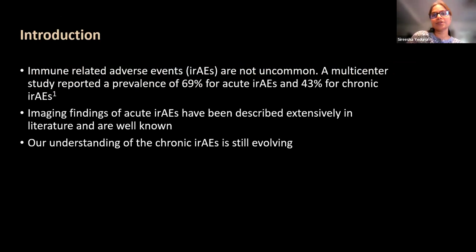Coming to the complications of immunotherapy, they are not uncommon. We see them very frequently. A study suggested that the incidence rate is 69% for acute IRAEs, immune-related adverse events, and then 43% for chronic immune-related adverse events. There's a lot of literature about acute immune-related adverse events, but our understanding of chronic events is still evolving. There's not much about it. We're slowly learning about the long-term effects.